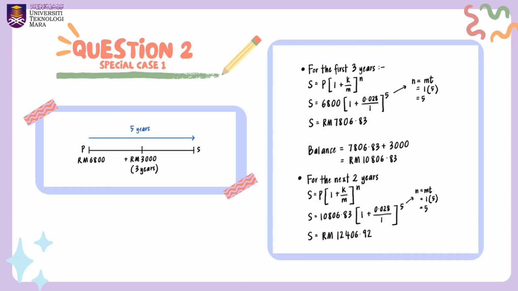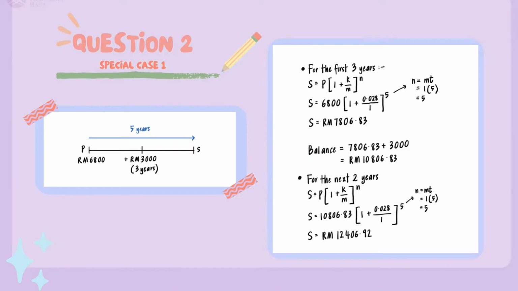For the next 2 years, we will use the same formula, which is S equals to P times (1 plus K over M) power of N. S will equals to 10,806 and 83 cents times (1 plus 0.028 over 1) power of 5. S will then equals to RM12,406 and 92 cents.